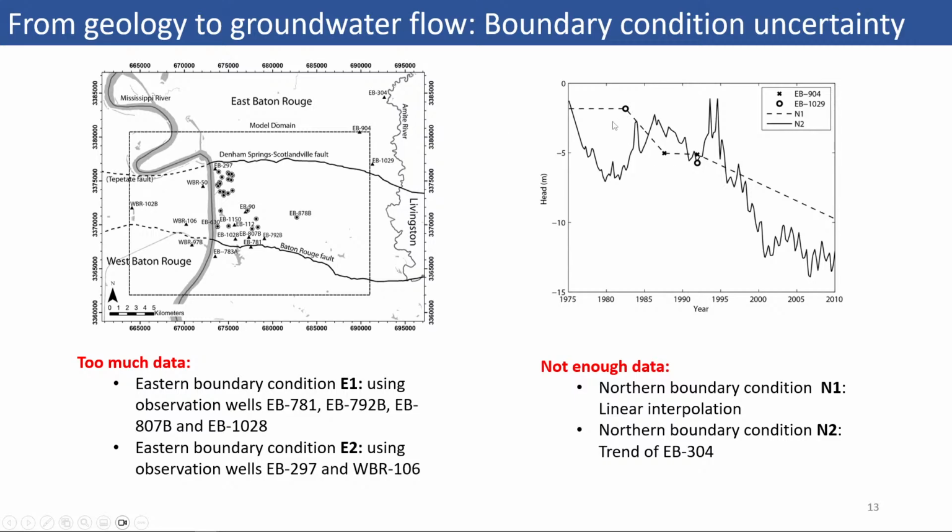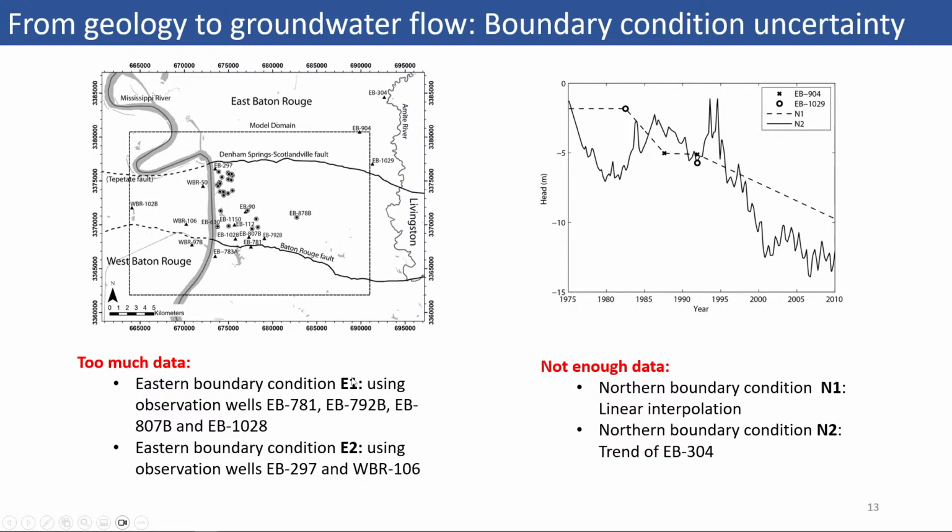The simplest thing you can do is assume a straight line: you connect a straight line here, here, and here. That's the simplest thing. Another thing you can do: we have continuous data for this one, 305, so we can take it and adjust it to this head data here, and then you'll get something that looks like this. So for this boundary condition, we have two options: either we use N1 or N2. We don't know which one.